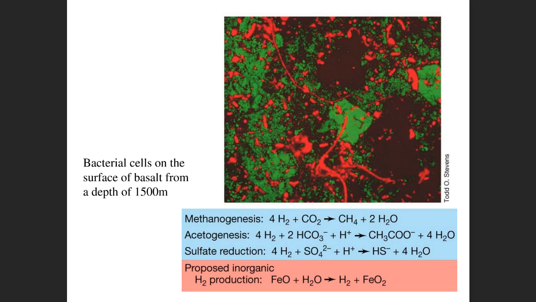And so some will be able to generate methane, using hydrogen. And hydrogen production is proposed to be inorganic. So where does the hydrogen come from? Well, the iron is oxidized when it meets water, and then hydrogen gets released, and that provides the energy source for these microbes, right?